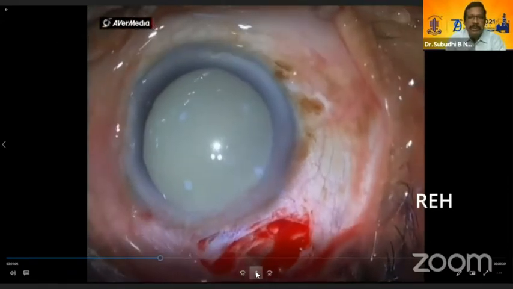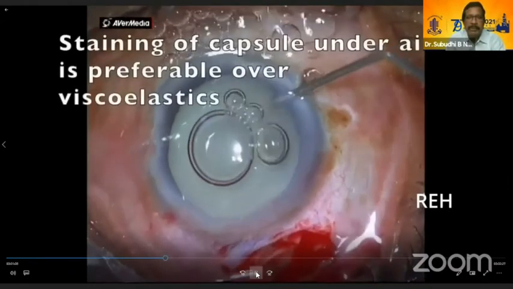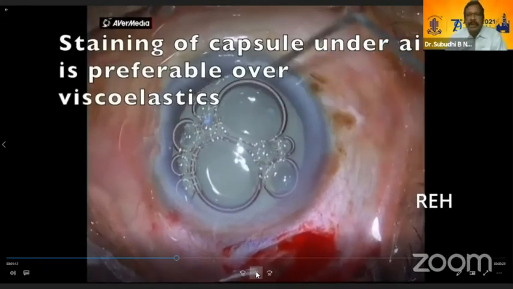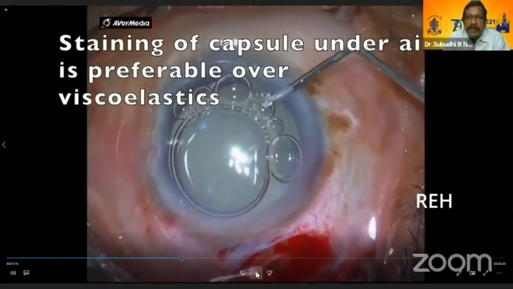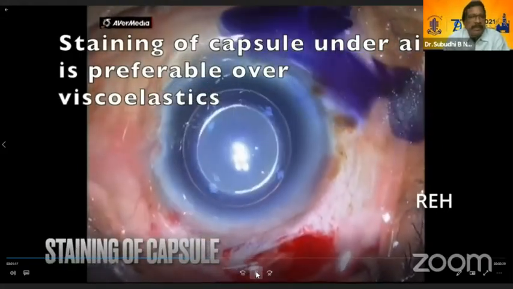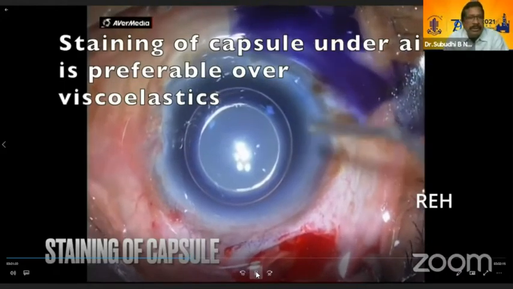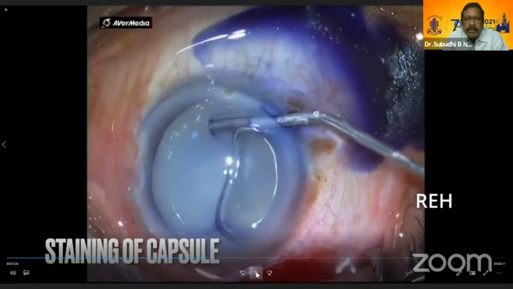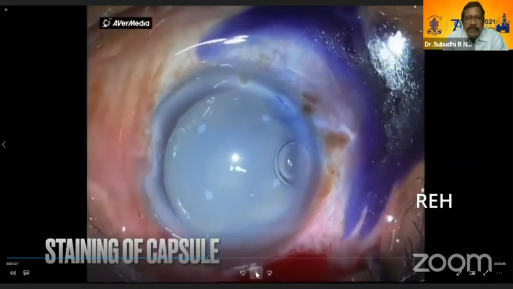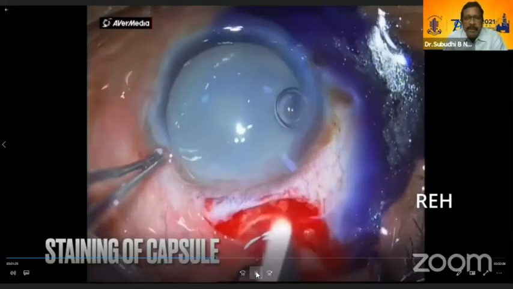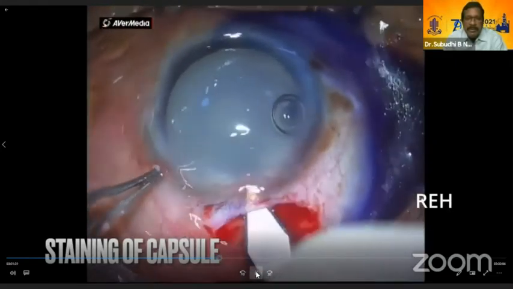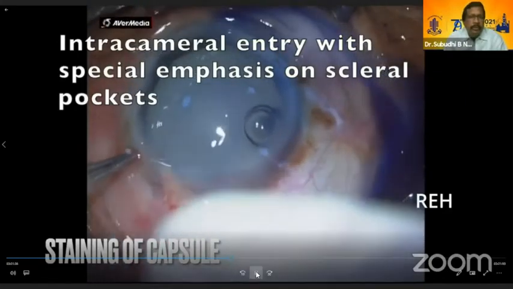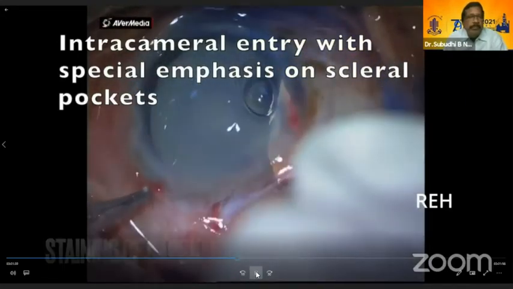Side port is sometimes optional, but we prefer to do the side port, because many times we have to do many maneuvers. And we do the staining of the anterior capsule through the side port under the air bubble. The air bubble prevents the mixture of trypan blue with the viscoelastics. So wash out the trypan blue, get a uniform stain of the anterior capsule. That's very important in hypermature white cataracts. Now open the anterior chamber. We do it under methyl cellulose only.